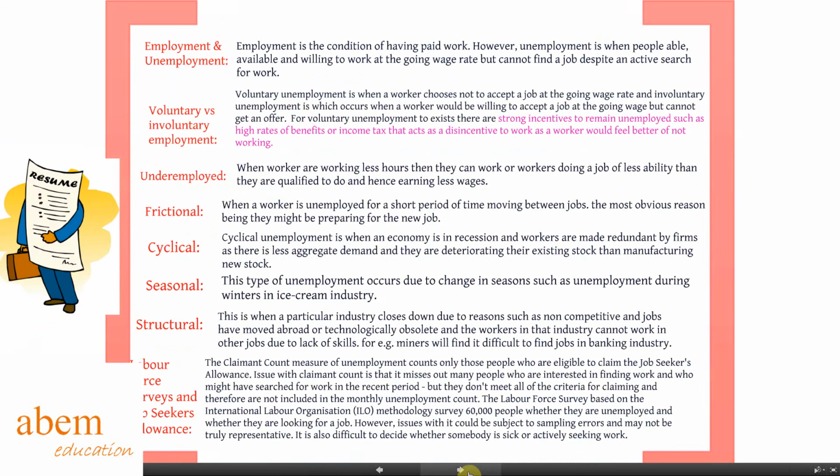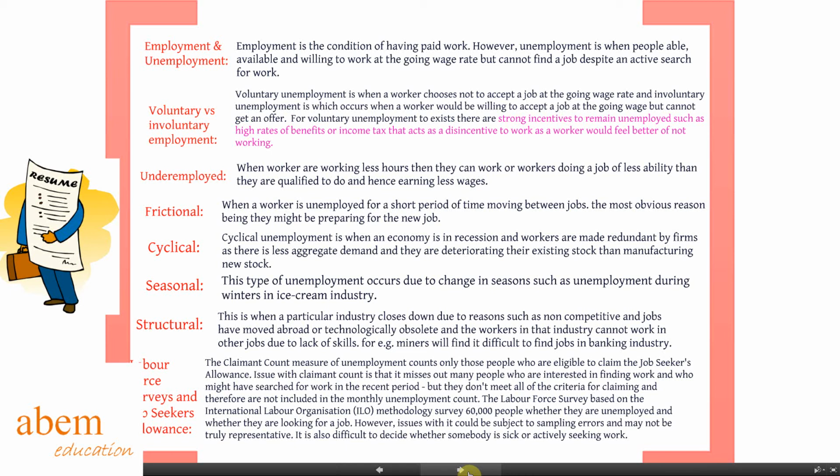Moving on, employment. So what is employment and unemployment? Employment is the condition of having paid work. However, unemployment is when people are able, available and willing to work at the going wage rate but cannot find a job despite an active search for work. And we can have voluntary and involuntary unemployment. Voluntary is when a worker chooses not to accept a job at the going wage rate. And involuntary unemployment occurs when a worker is willing to accept a job at the going wage rate but cannot get an offer.